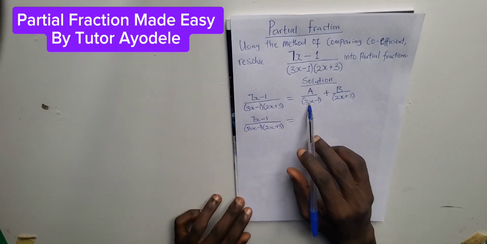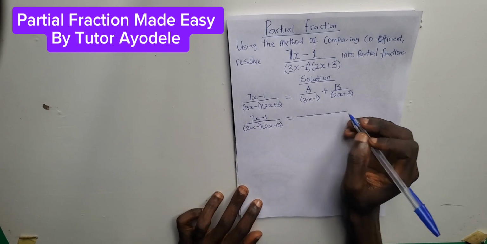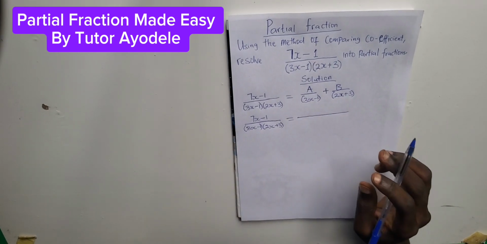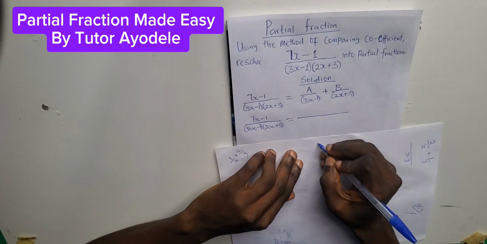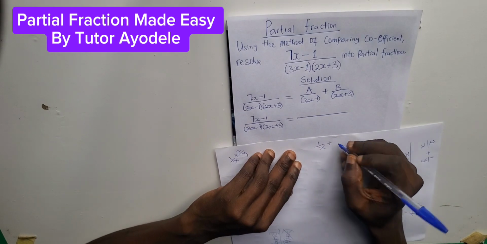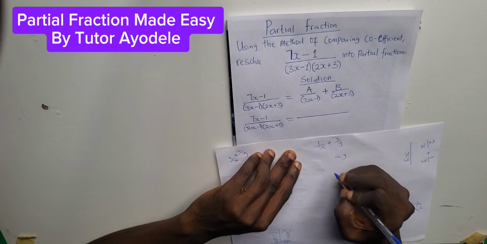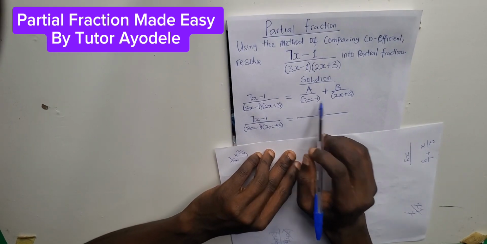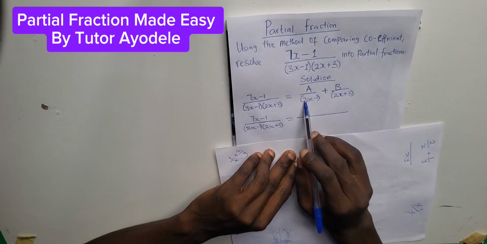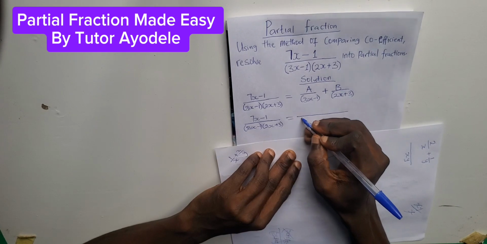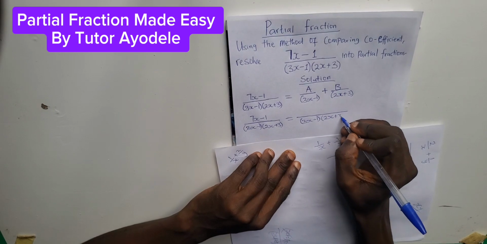Now I will find the LCM of this and this. This is one of the secrets you don't know in partial fractions. For example, if I have 1 over x plus 3 over y, and I'm to find the LCM of x and y, it will be xy, right? It will be x times y. So the LCM of this and this will be this times this, and that is (3x minus 1)(2x plus 3).